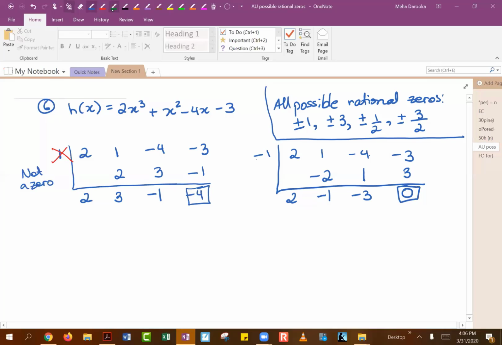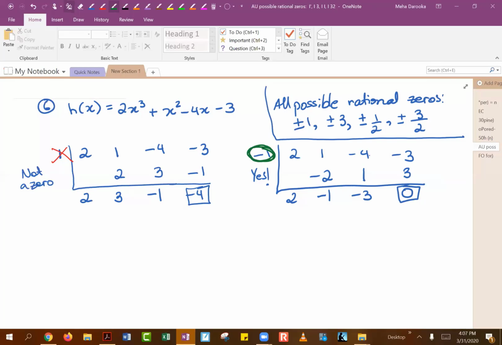So if you're getting a 0 remainder, then yes, this is actually one of our zeros, which means we're going to keep it, right? So that's our negative 1. So negative 1 worked.